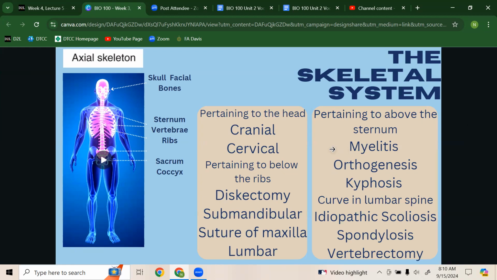Okay, cervical we said is our neck, our cervical spine. So it's referring to the cervical spine or the neck, pertaining to the neck or cervical spine.